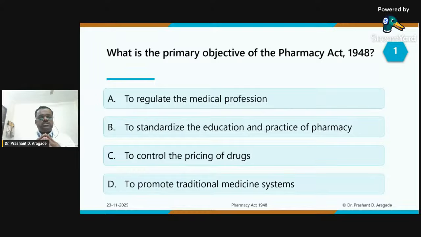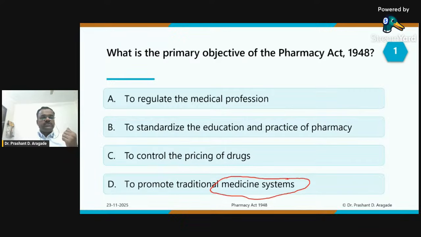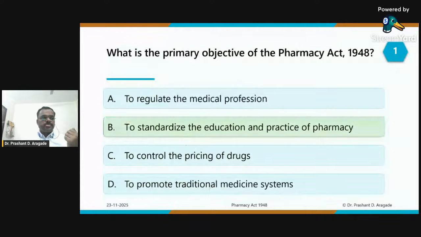Option C is to control the pricing of drugs. To control the pricing of drugs within India, we have the DPCO, or now it is the NPPA, National Pharmaceutical Pricing Authority. So C is not the correct answer. To promote the traditional medicine system: for that, we don't have the Pharmacy Council of India or the Pharmacy Act. So the correct answer is to standardize the education and practice of pharmacy.